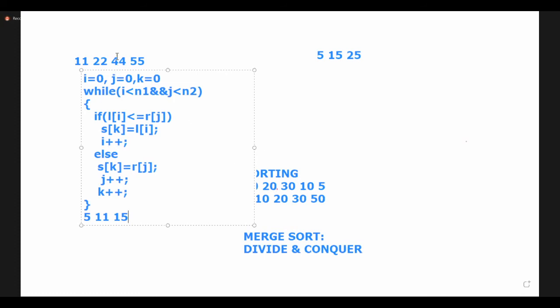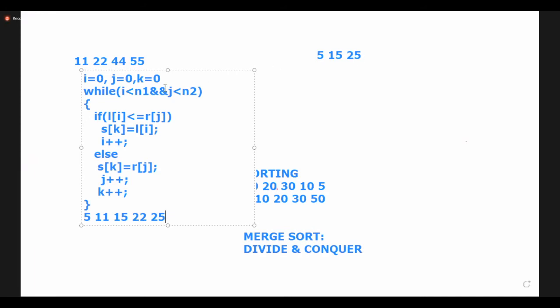Now L of I is 22, R of J is 25, so L of I is less. So 22 moves to the sorted array, and K value increased by 1. Now I value increased by 1, L of I is 44, R of J is 25. So R of J is less, and 25 moves to the sorted array. Now J is equal to 3.